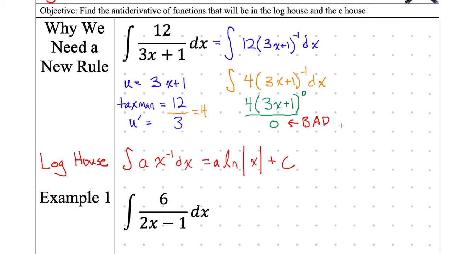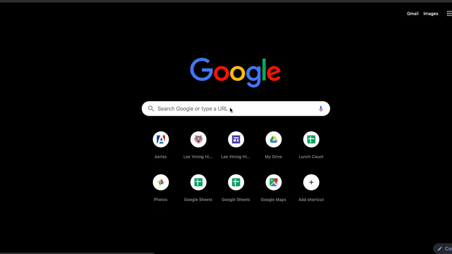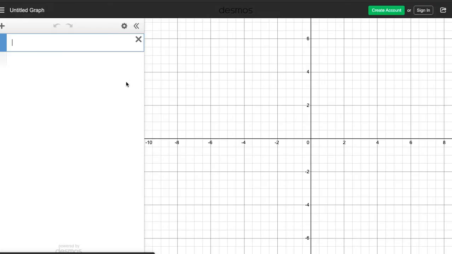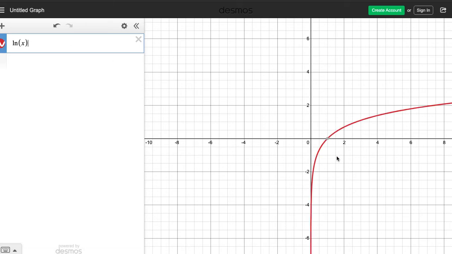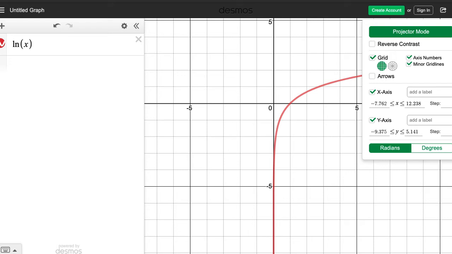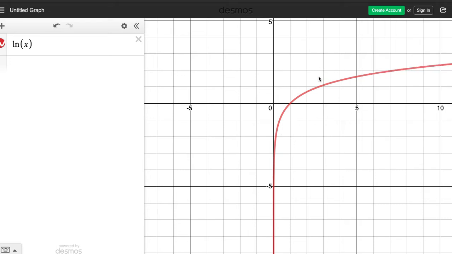So this is the part where you can kind of stop writing. Let me go over here to a new tab. Let's go to Desmos to explain this one. So if you ever look at a natural log function, all right, if I say natural log of x, notice that y values can be negative, y values can be positive, but x values cannot be negative at all.